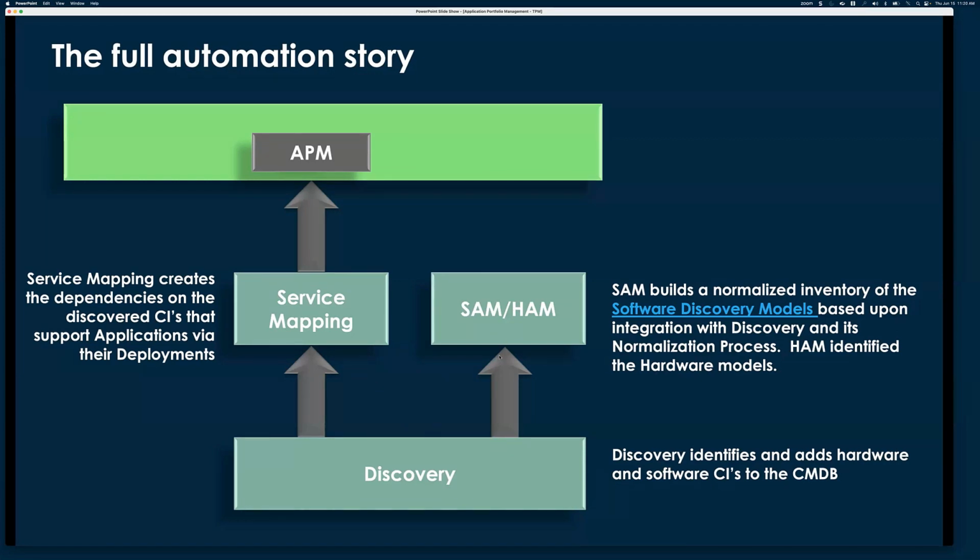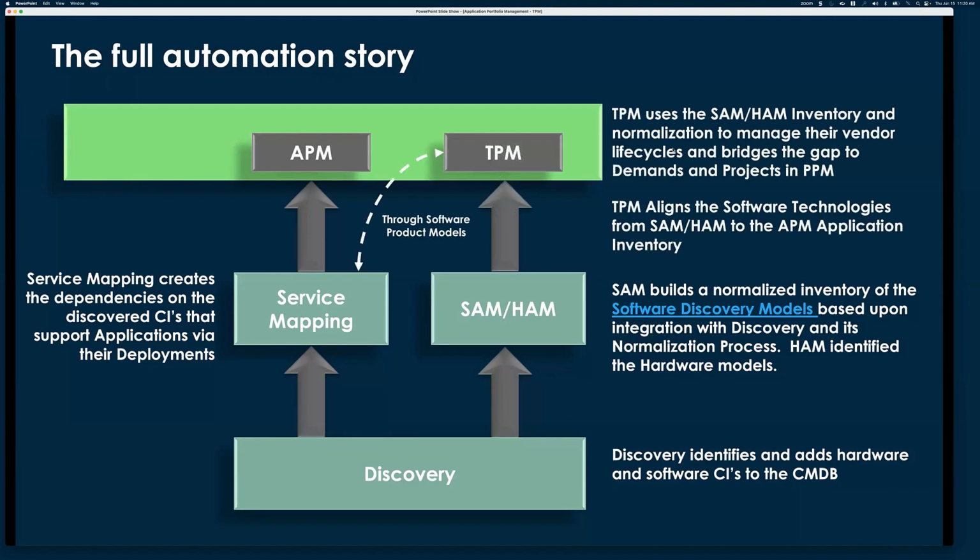Once we've done this normalization into software discovery models, the TPM (Technology Portfolio Management) discovery job will come in and use this information to align the discovered software and its hardware, and via service mapping, we align it to the application services. Conceptually, it's pretty simple. There is a lot to it, but it has a simple premise in how things work. And it makes great sense.